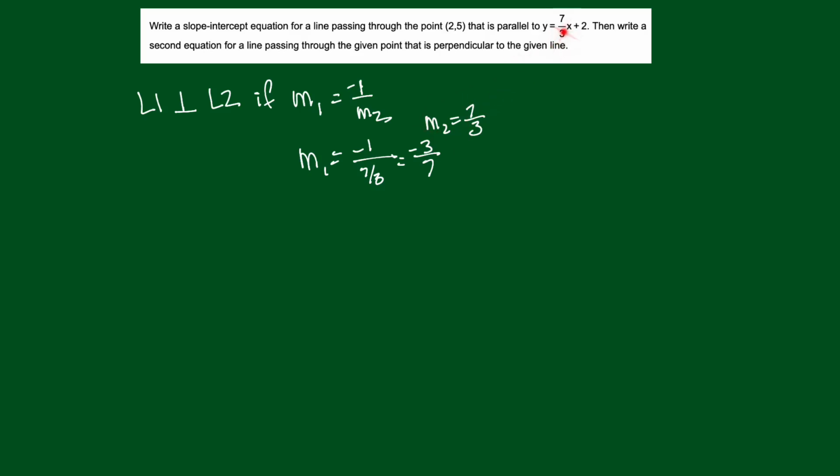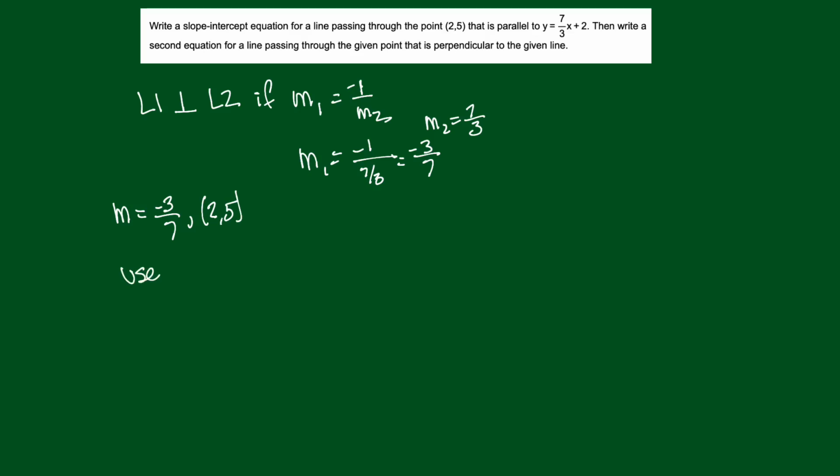Now I want my line to be perpendicular, so I'm just going to take the negative reciprocal. It's called negative reciprocal. Okay, so just flip it over. So I get negative, and then flip it over, 3 over 7. Okay, so here's what I have. I have that the slope is equal to negative 3/7, and the line passes through this point, 2, 5.